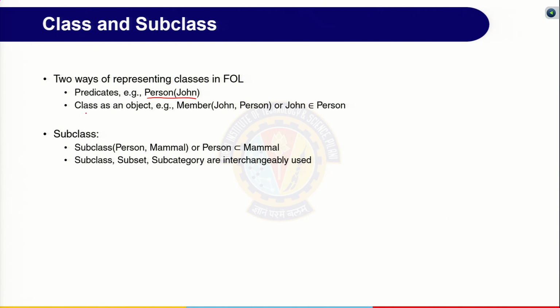The other representation is that a class can be represented as an object, like member John person, which says John is a member of person. It can also have this particular notation. Coming to subclass, we can say that a person is a subclass of mammal with this kind of notation, which can also be represented as person subclass of mammal. So in this literature of classes and subclasses, we usually have the words subclass, subset, and subcategories being used interchangeably.